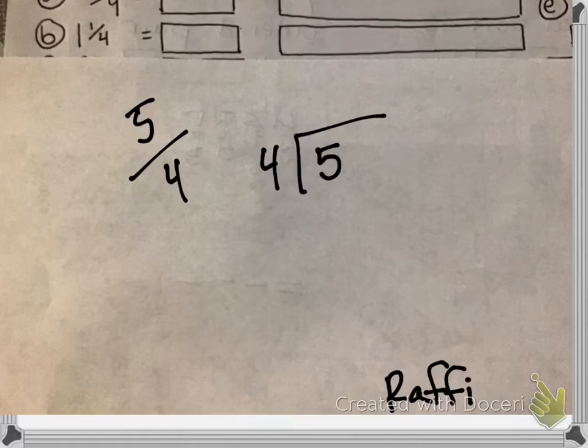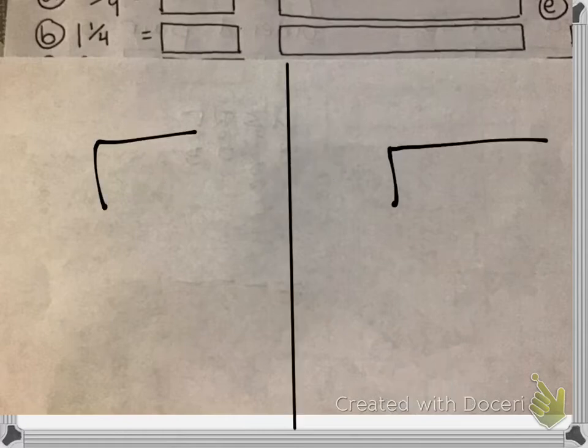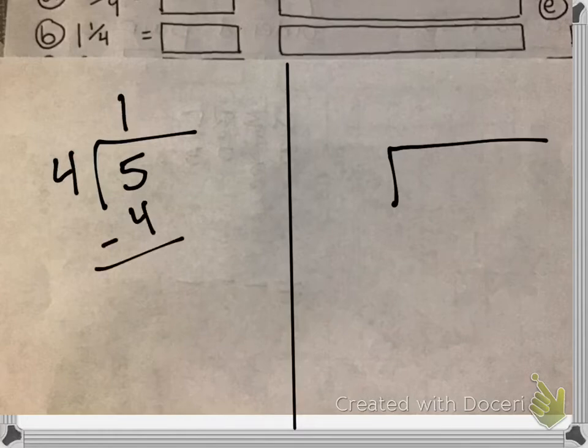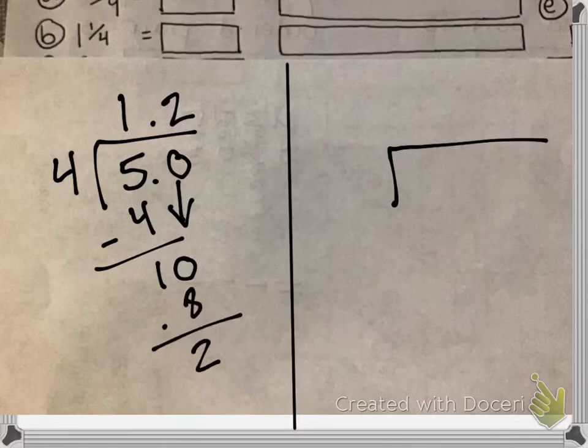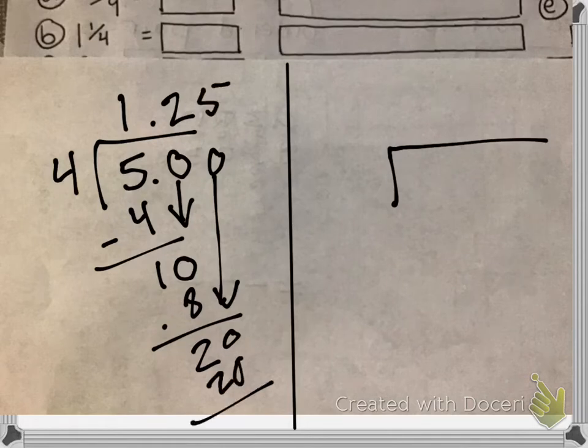But I'm going to show you how to solve this 2 different ways. So the first way, we have 5 divided into 4 groups. 4 goes into 5 one time. 5 minus 4, we get 1. We bring our decimal. How many times does 4 go into 10? 2. That is 8. We get 2. We bring this down. How many times does 4 go into 20? 5 times. That's 20. We end. We get our answer to be 1.25.